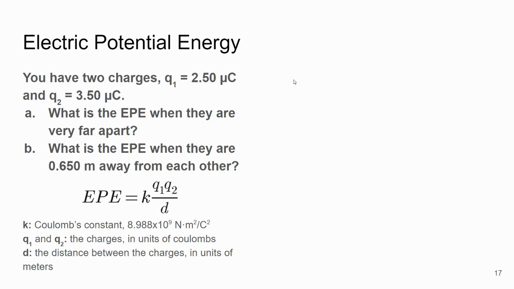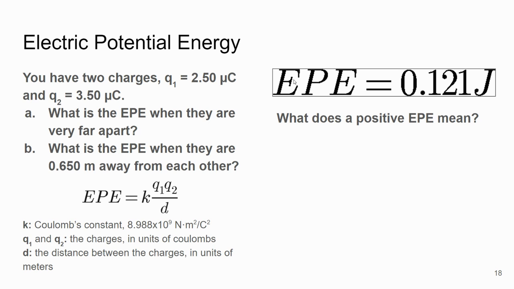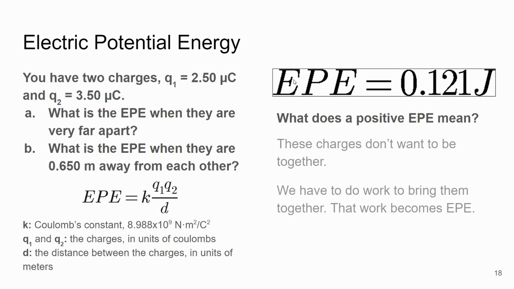Part B, what is their EPE when they are 0.650 meters away from each other? Okay, this time we have to plug in the numbers, do the work in the calculator, and you end up with 0.121 joules. That's how much EPE they have when they're that far away from each other. So it's a positive number. What does that mean? These charges don't want to be together. You have two like charges, so if you've brought them together, there's potential energy stored up in that system.